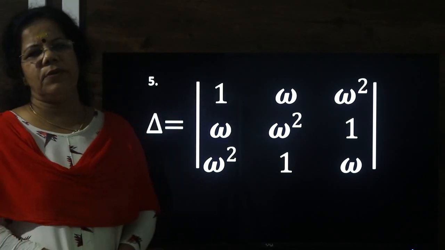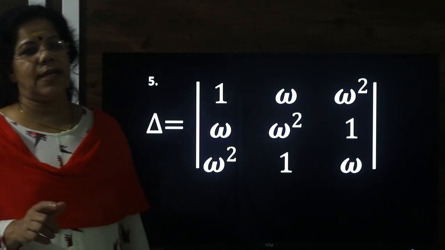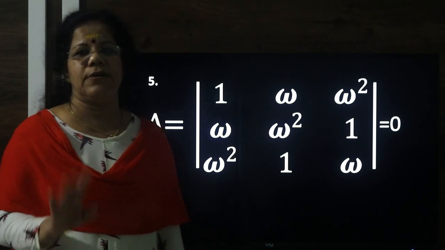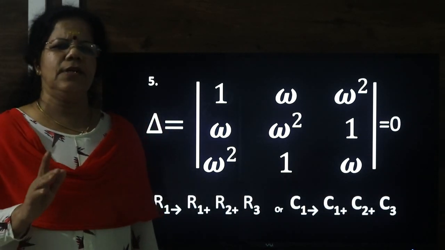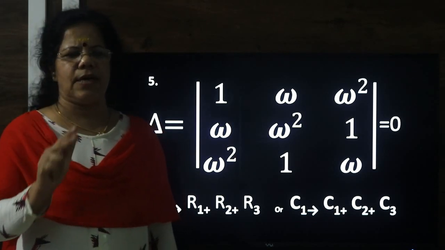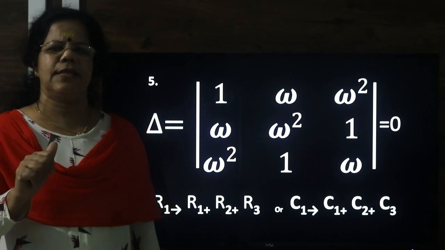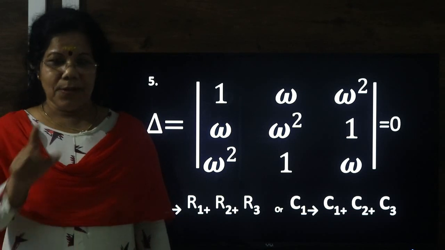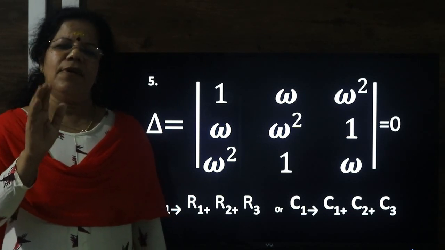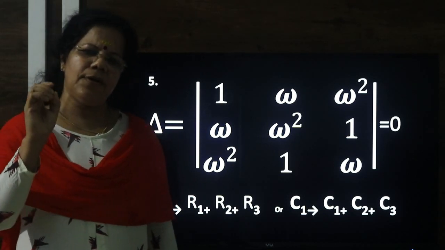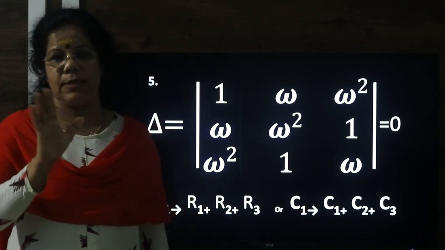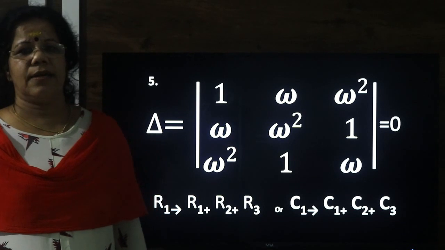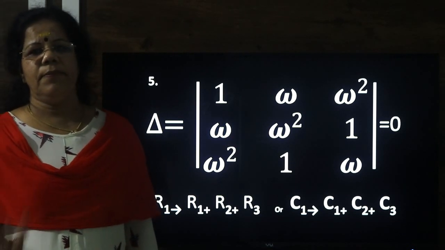So the determinant value is 0. So without expanding, using the property, we have done it. I told you, it need not be R1 changes, C1 changes and all. It can be R2 changes or R3 changes, C2 changes, C3 changes, same effect. Because the symmetry is there. Whether you change R1 or R2 or C1, C2, whatever it is, same operation I told you, plus all the three together you have to add. So that it will be 0.